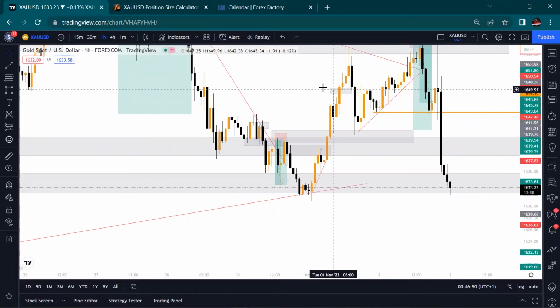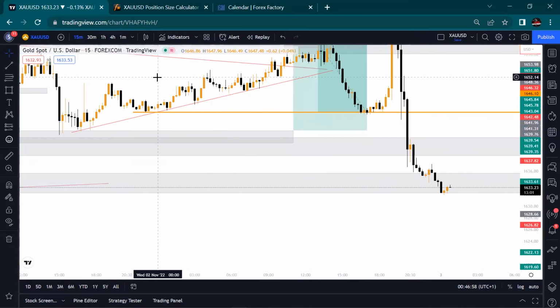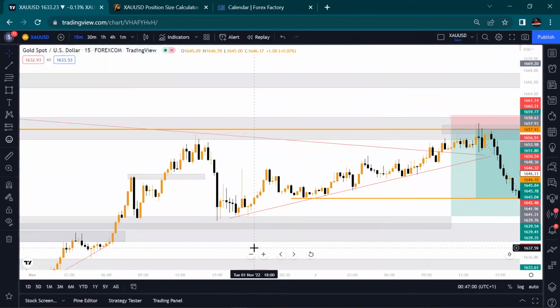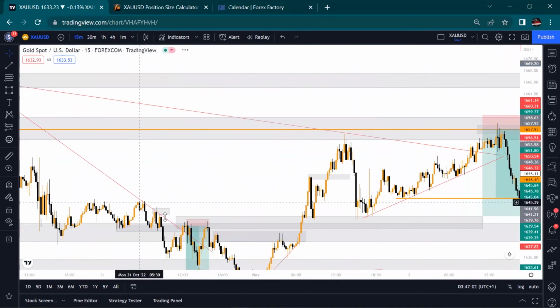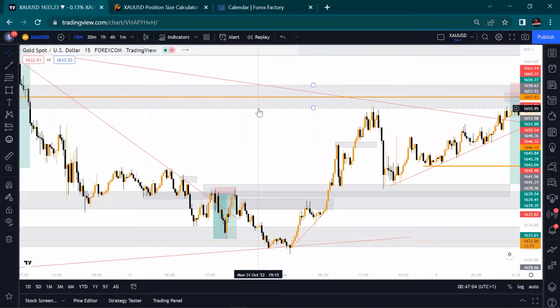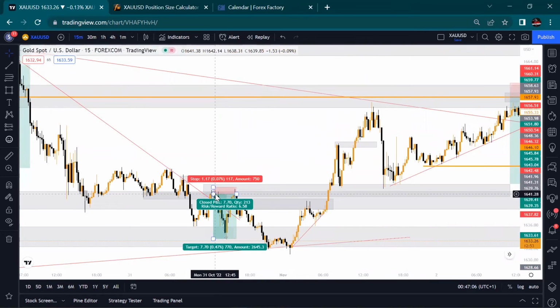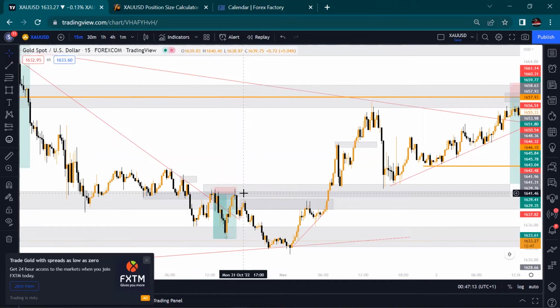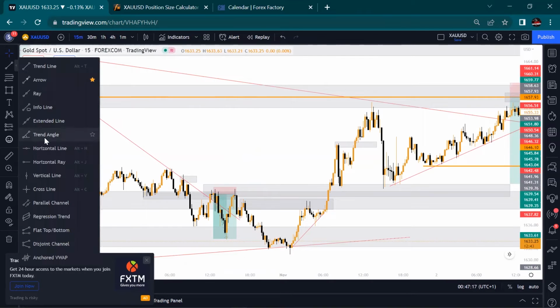I'll still show you an example of the trade I took on Wednesday too. This one actually happened on Monday. So on the 15-minute time frame, apart from the trend line that we've drawn, there is a psychological level there too. If you check 1641.00, there is a psychological level there. Adding to the confluences, let me add it so you see.